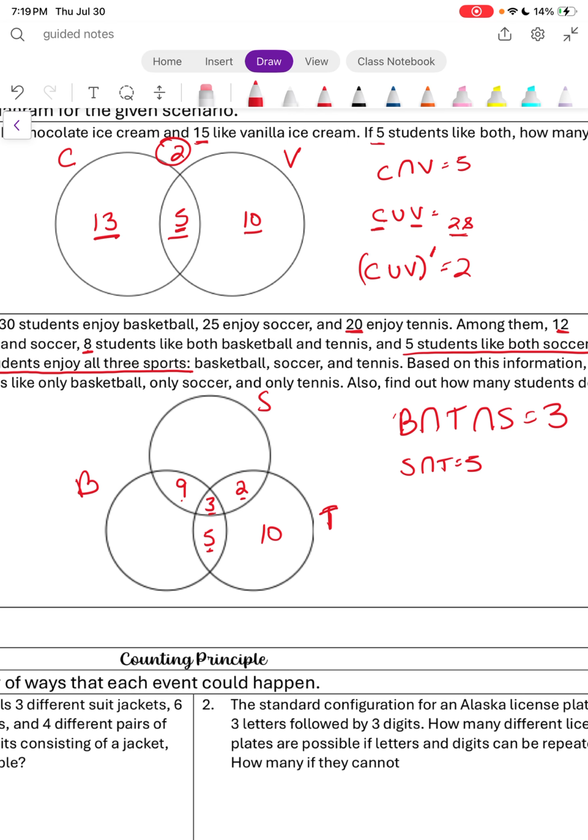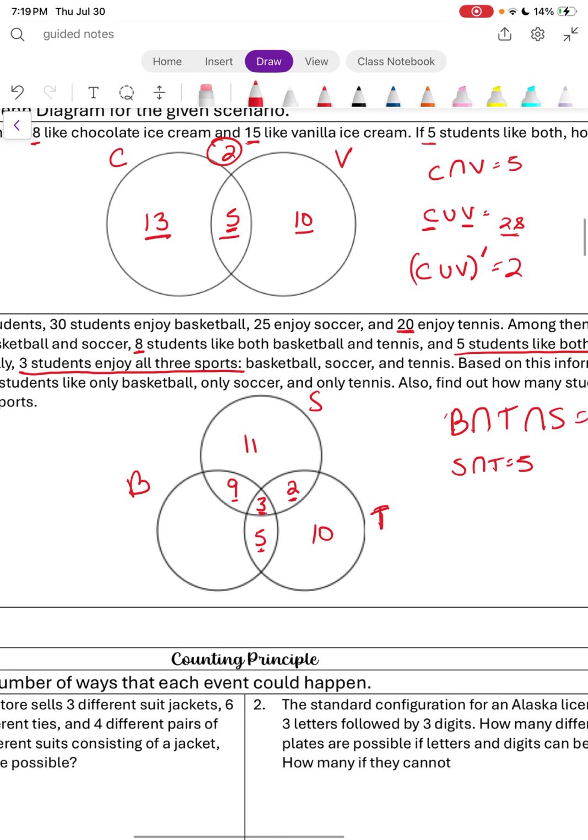25 like soccer. There are 9, 3 and 2, which is 14, that gives us 11 more, I believe. And then 30 total students like basketball. There are 5, and 3 is 8, and 9 is 17. So that gives us 13 more. So we've completed our Venn diagram.